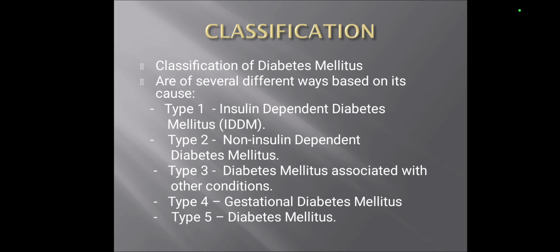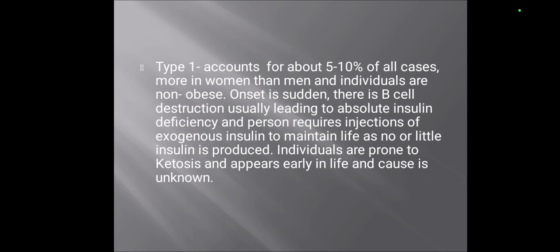Now, we've got type 3 diabetes mellitus associated with other conditions. When we've got other conditions, they also contribute. We have got type 4, gestational diabetes mellitus. This one is diabetes that is due to pregnancy. And also we have got diabetes mellitus type 5. And then now let's start with diabetes type 1.